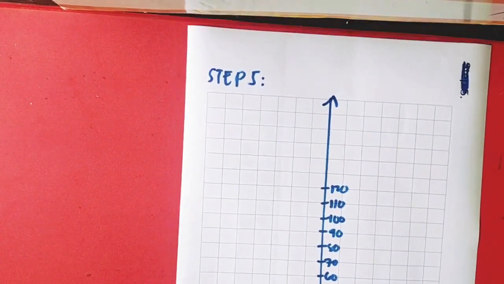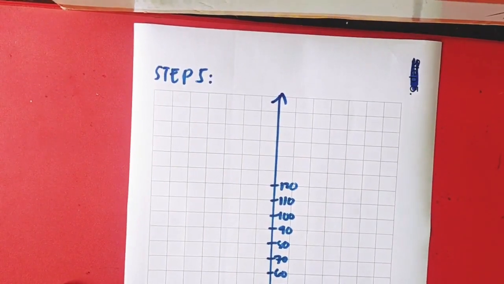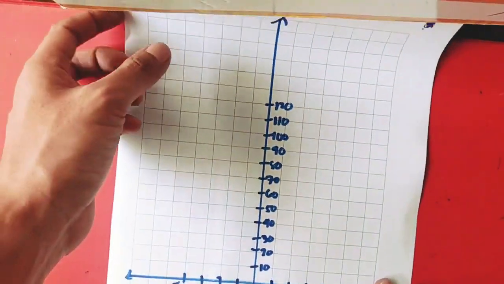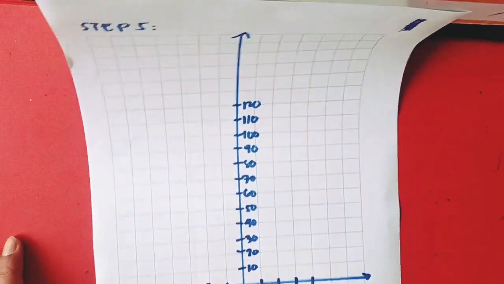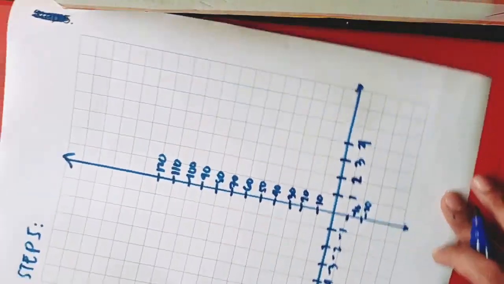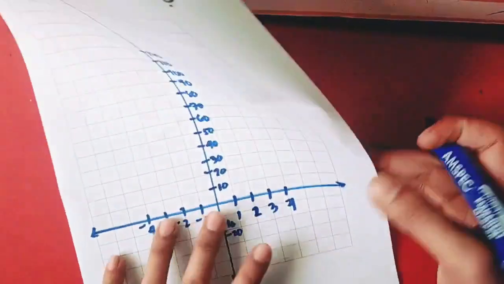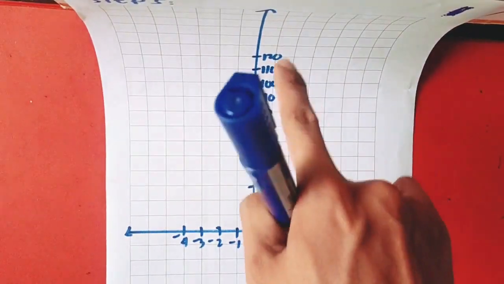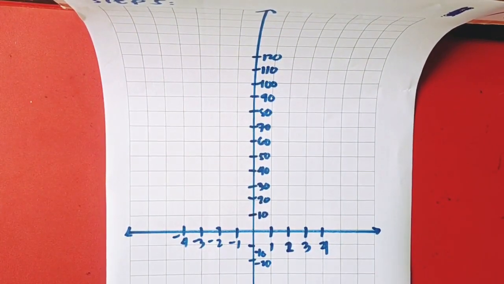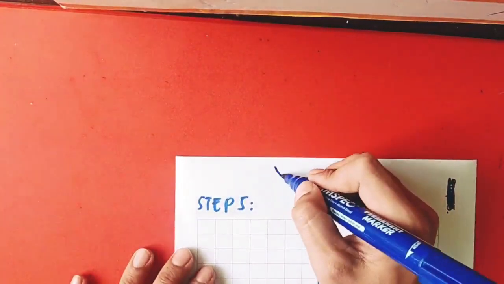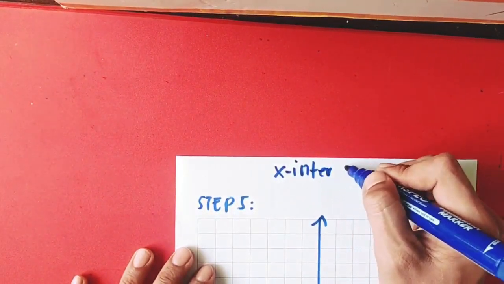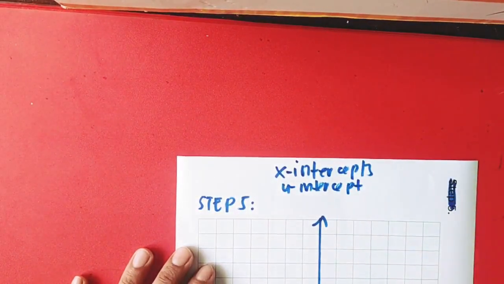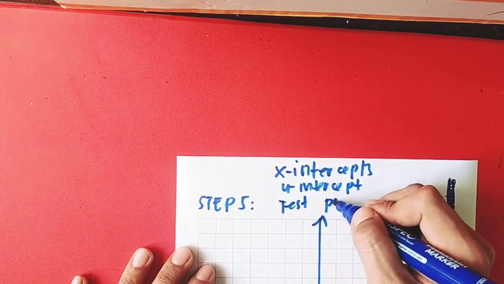So this time we're going to graph the polynomial. We have the x-axis and the y-axis. What we're going to plot here are the x-intercepts, the y-intercept, and the test points.